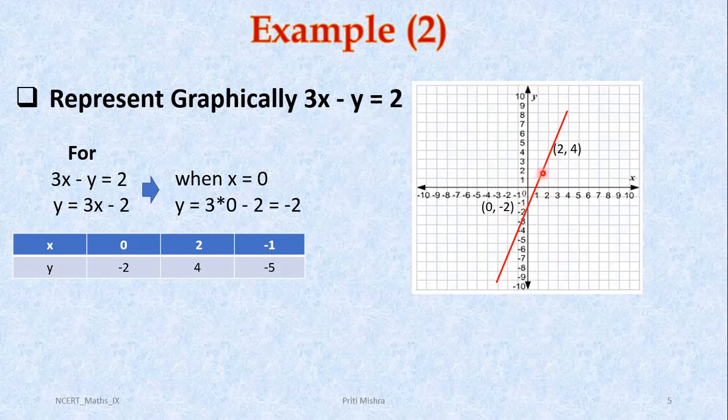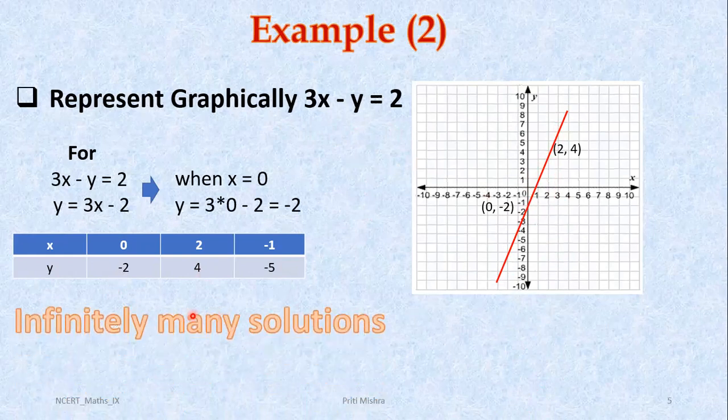Each and every point on this straight line is a solution of this equation, which we can find algebraically, right? So we can always have infinitely many solutions for any linear equation in two variables. Let's have another example.